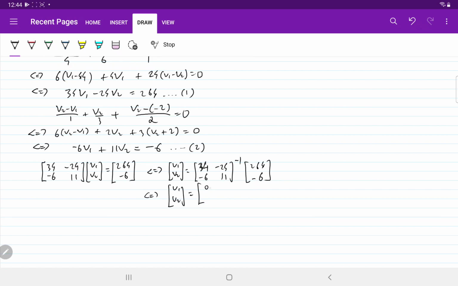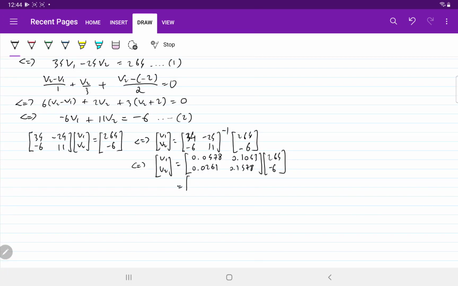So I got the inverse matrix, and multiplying this matrix with this vector gives 12, 6. Okay, so we get V1 is 12 volt, V2 is 6 volt.